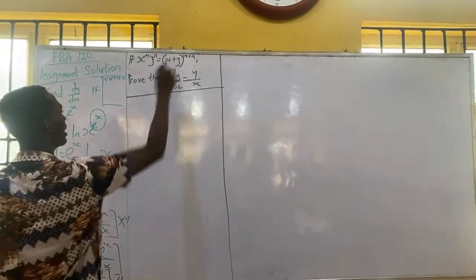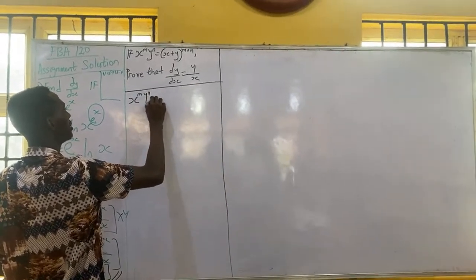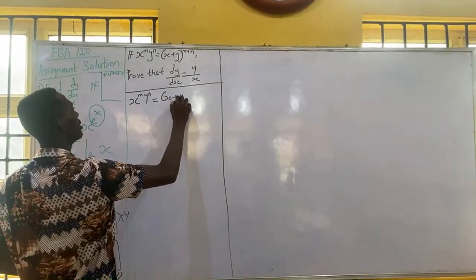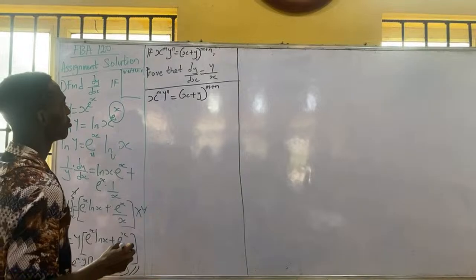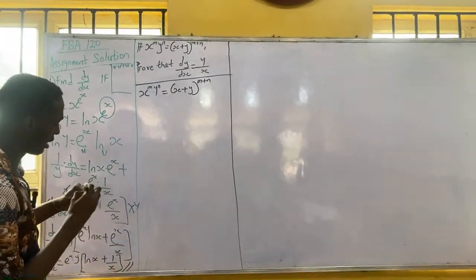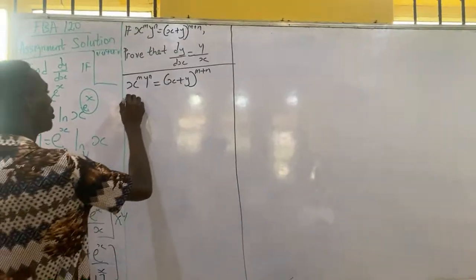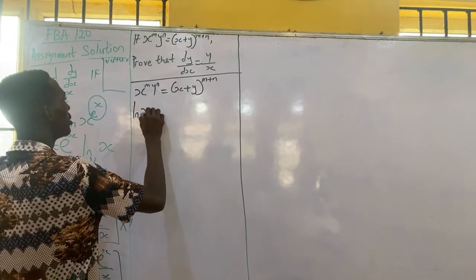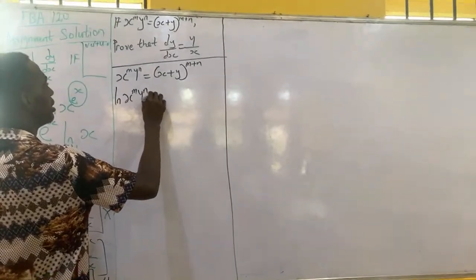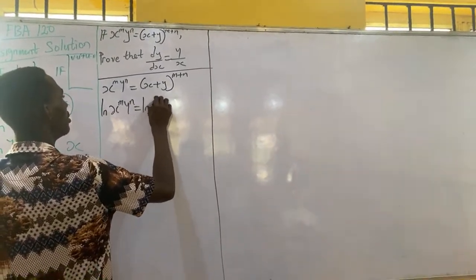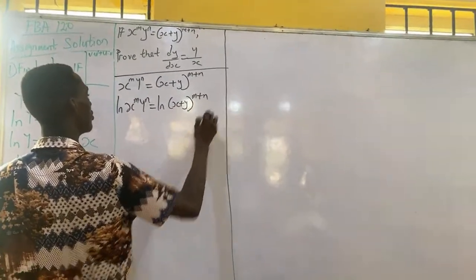Now, let's rewrite this expression only. x to the power of m, y to the power of n is equal to x plus y to the power of m plus n. So what do we do next? Following the steps that we did there, because there's nothing that we can do here for now, we will find the natural logarithm of both sides. So this will be ln of x to the power of m, y to the power of n is equal to ln of x plus y to the power of m plus n.